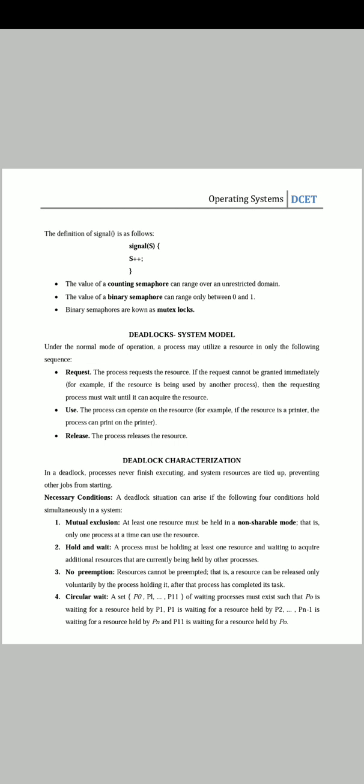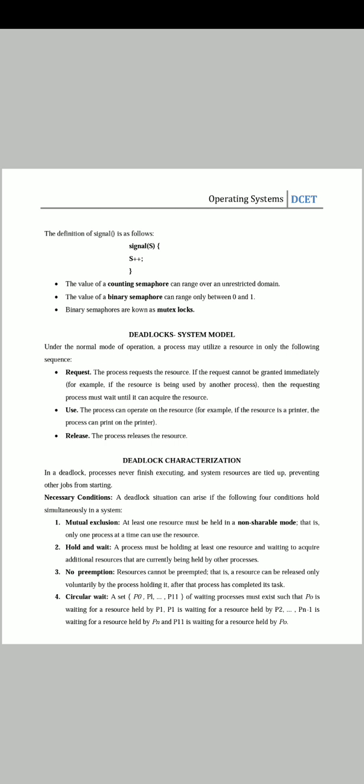The value of a counting semaphore can range over an unrestricted domain. We have another type of semaphore, called a counting semaphore. Counting semaphores can go with an unrestricted domain, so we can use them for different purposes. For a binary semaphore, the range is only from 0 to 1. Binary semaphores are also known as mutex locks. Mutex is nothing but mutual exclusion locks.